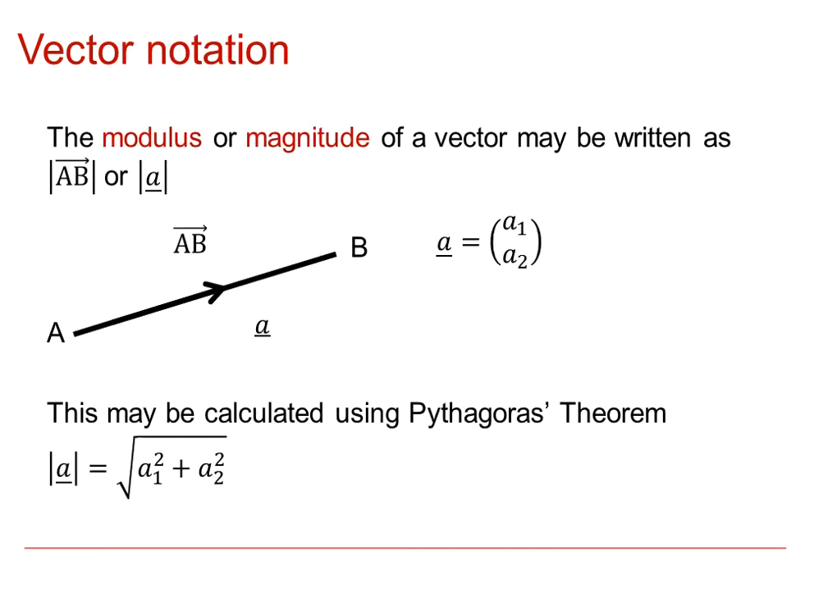The modulus or magnitude or size of a vector may be written using this notation. So either modulus of AB with the arrow over it, or modulus of A underlined. This may be calculated using Pythagoras' theorem. So, where A consists of the elements A1 and A2, it will be the square root of A1 squared plus A2 squared. Note, therefore, that this will always be positive.